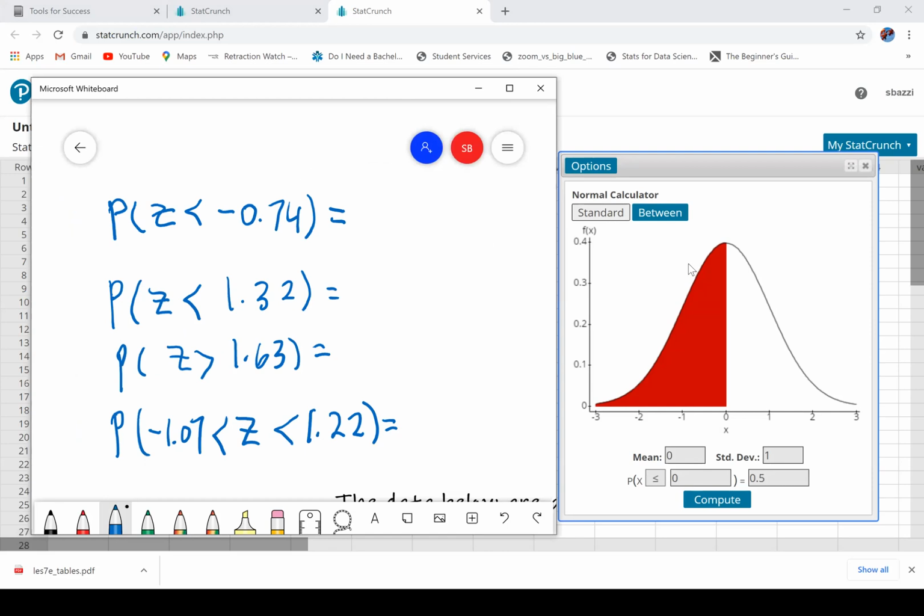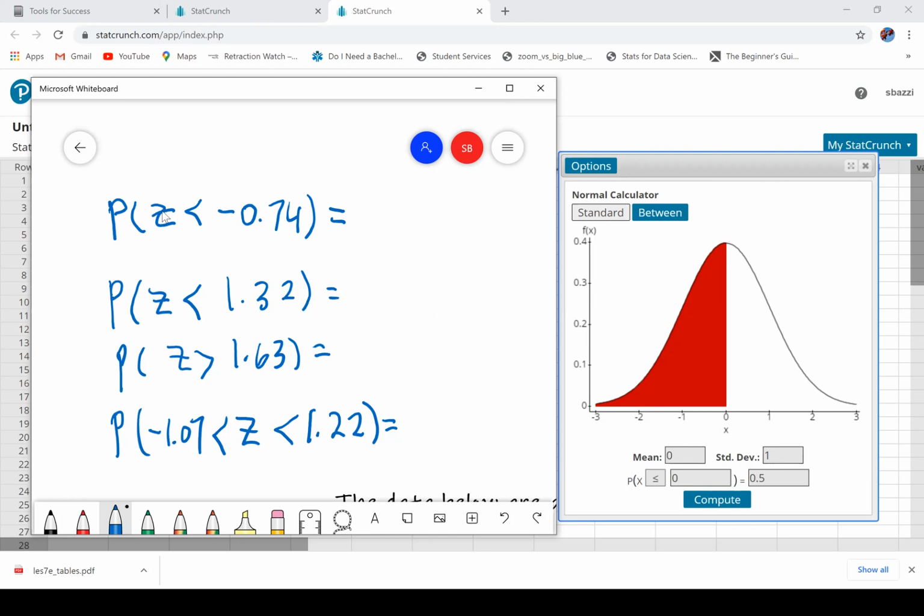Can you guys confirm that you see both windows, the calculator and the questions written by hand? Yes, we can. Yeah, okay, great.